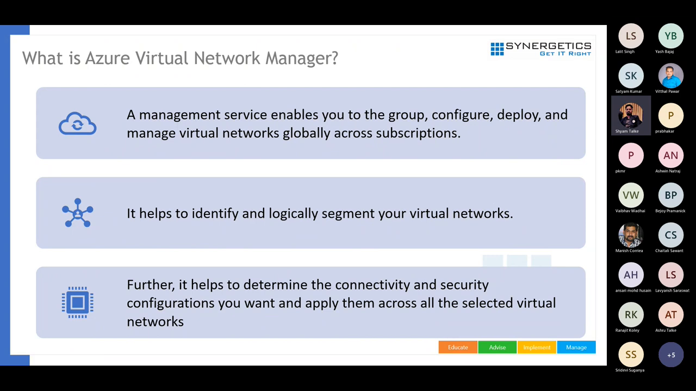AVNM gives you an option to define your connectivity configuration, like how you want to connect your virtual networks to each other. You can either connect them with the mesh topology, or you can connect them with the hub and spoke model.